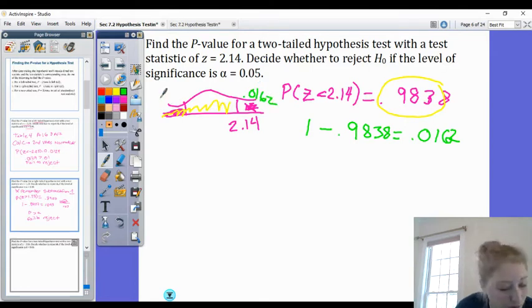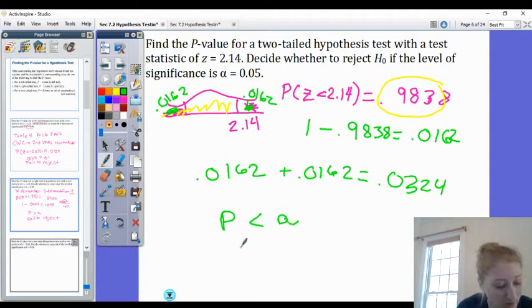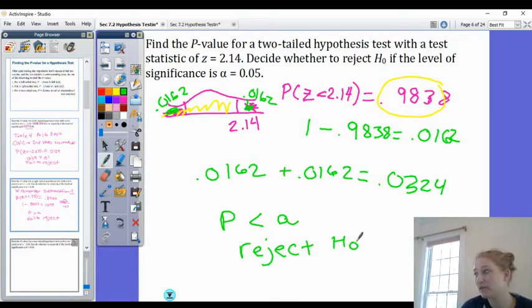And this area over here is also going to be 0.0162. To find the total area of these two regions, I'm going to add 0.0162 together twice, or multiply it by 2. So 0.0162 plus 0.0162 is going to give me 0.0324. Since my probability is 0.0324, and that is less than my alpha, we are going to reject our null hypothesis.